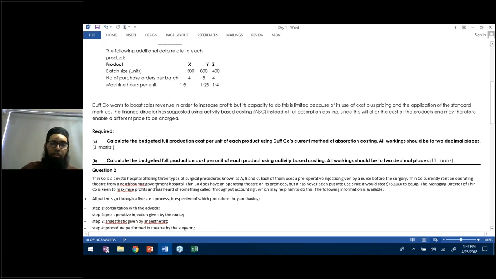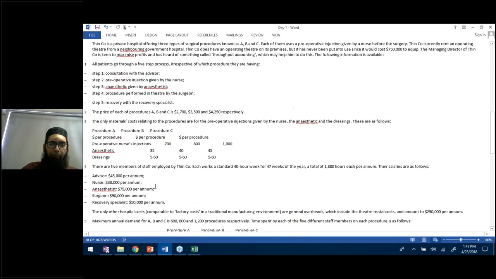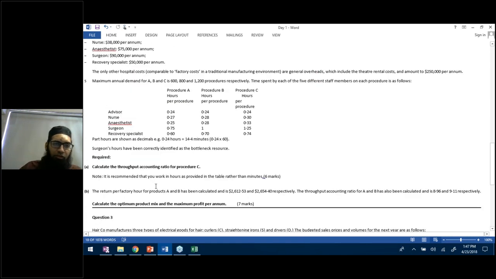Now, let's jump to the next question. In this question, we have been asked to calculate the throughput accounting ratio for product C. So clearly, this is a question on throughput accounting. And also, we have been asked to calculate the optimum production mix and the maximum profit per annum. So this is a complete question on throughput accounting, and we will now be discussing it.